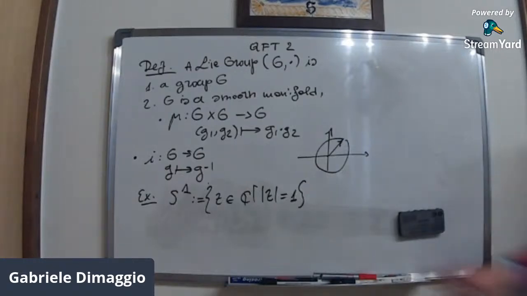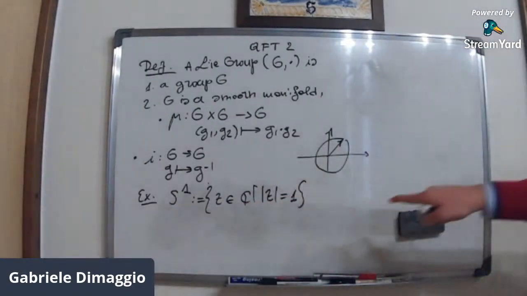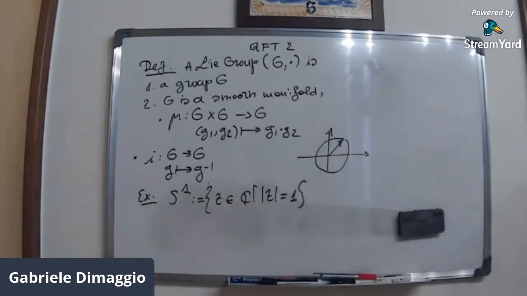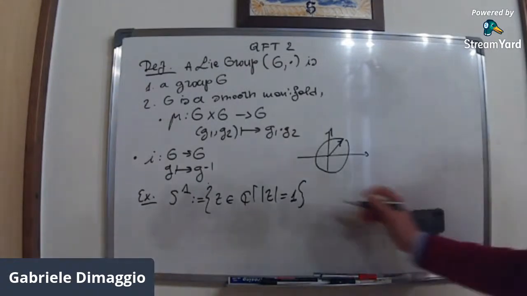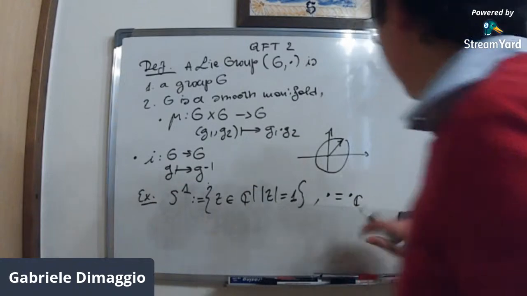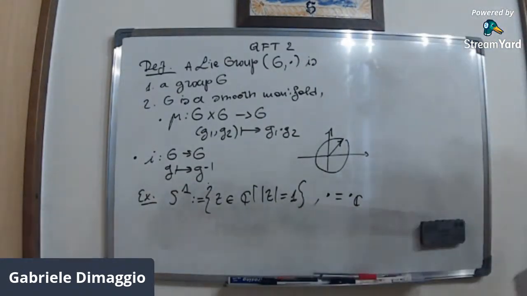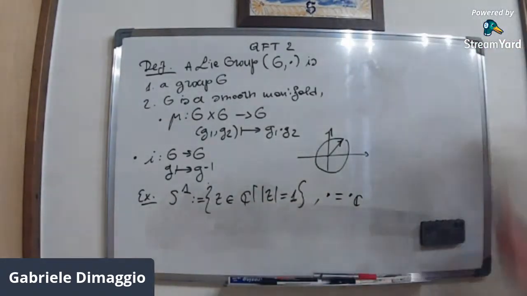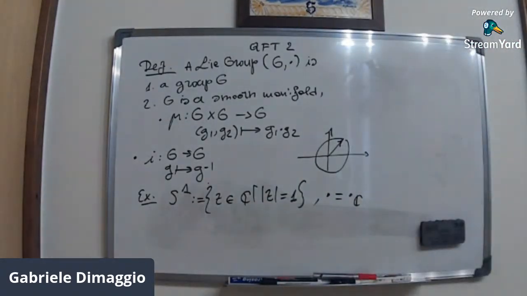Now, this is a Lie group. This set is a Lie group. So which is the group operation? The dot. Okay, I have the multiplication over C. So I have the multiplication over C, and so multiplication between two complex numbers. Perfect.